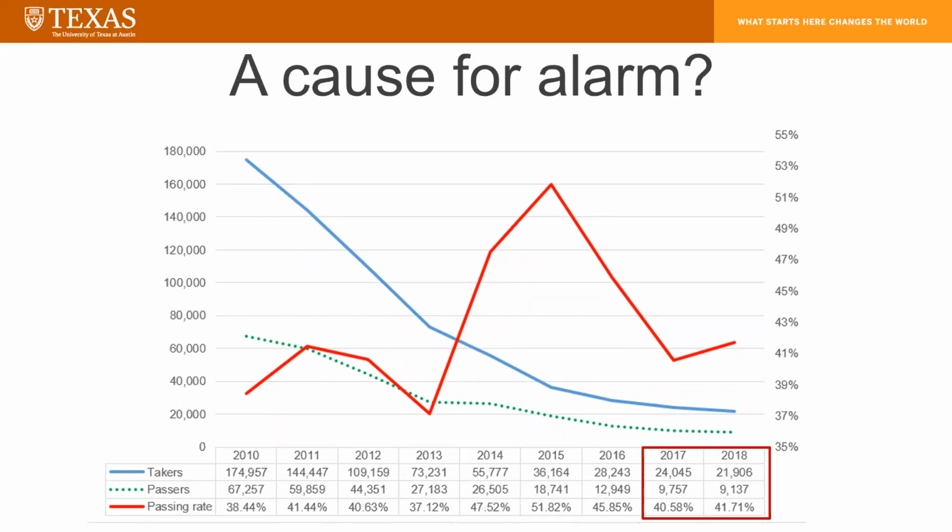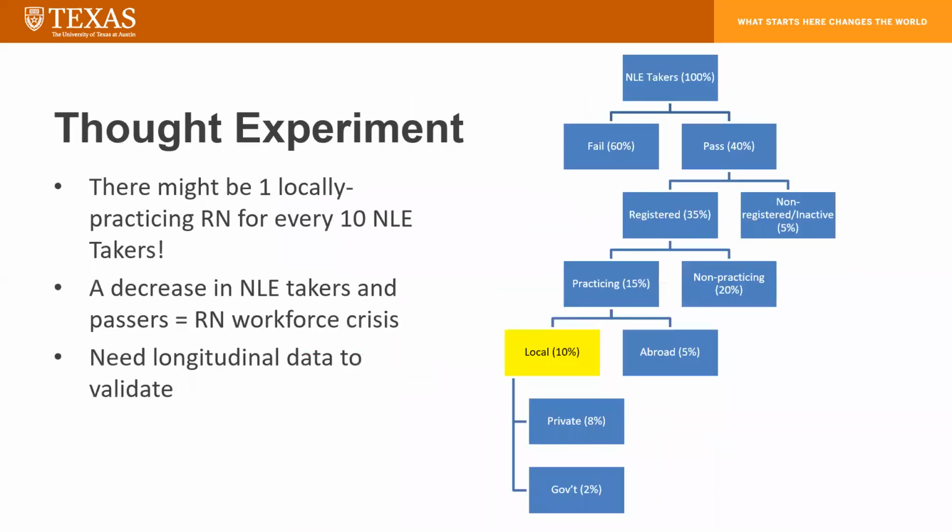And let's have a thought experiment. Imagine this. If there are 100 NLE takers, out of those 100 takers, 60 will fail, like 60%, and only 40% will actually pass. Within that 40%, only 35% will actually register. Some wouldn't register or become inactive in a few years' time. Within those registered, 15% will be actual practicing. The other 20% might not be practicing as a nurse. They might be in other fields, although they're still registered.